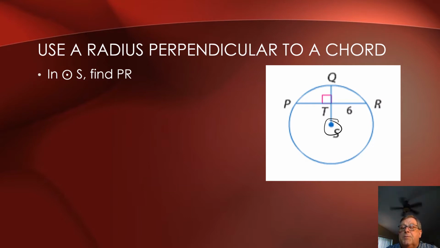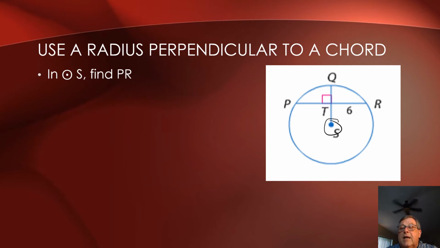I also know that it's a radius because it's extending from the center of the circle to an endpoint of the circle. Center of the circle being S and an endpoint on the circle Q. And so it is bisecting this chord PR. And we're asked to find PR.